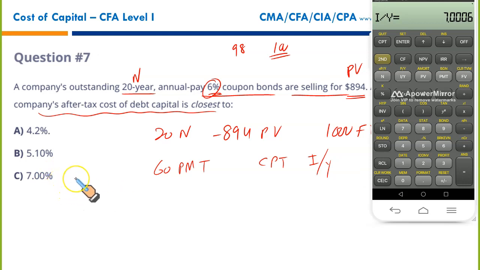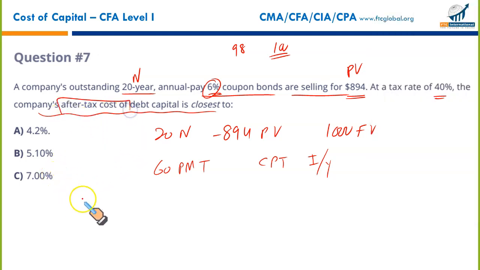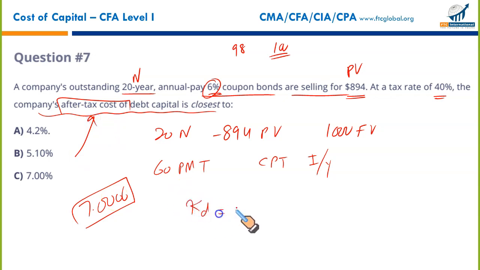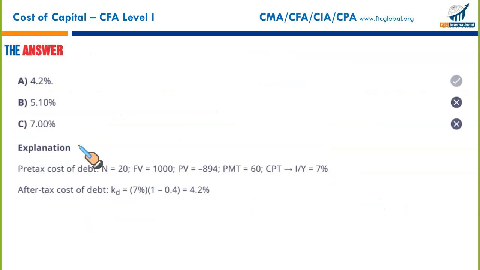But this needs to be given after tax. So yes, 7.0006 is your result, but this is the pre-tax cost of debt. Since the question explicitly says after-tax cost of debt, it's a simple thing. After-tax cost of debt is 7.00, whatever it is, multiplied by 1 minus the tax rate, that is 40%. So it's going to be 7 times 0.6, 4.2. So that makes A the correct option.